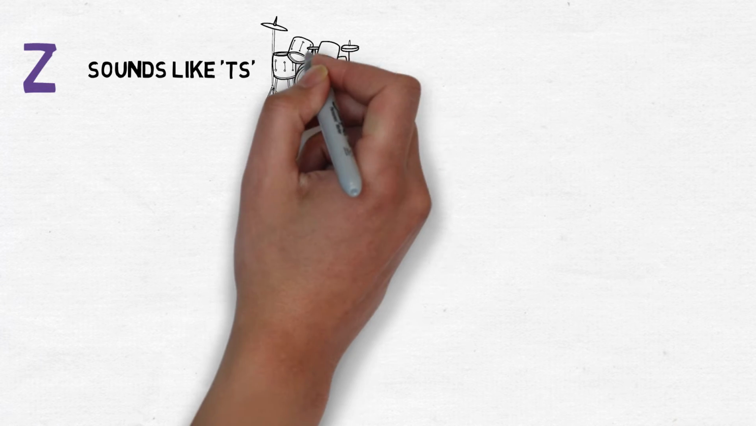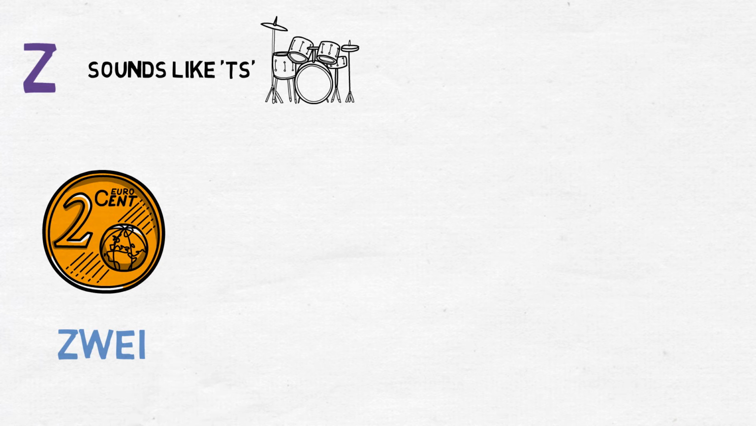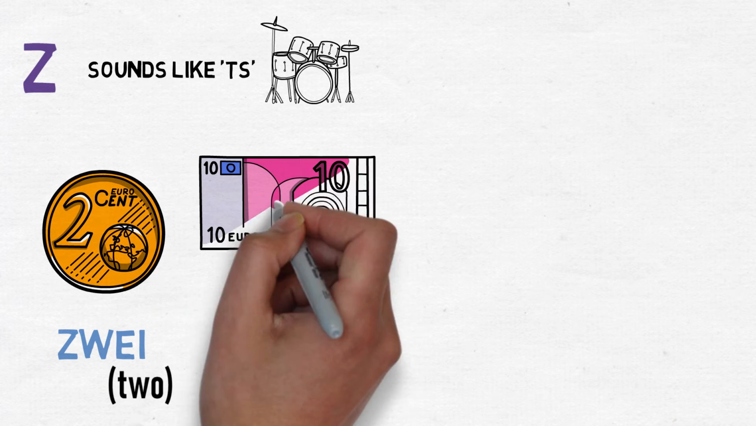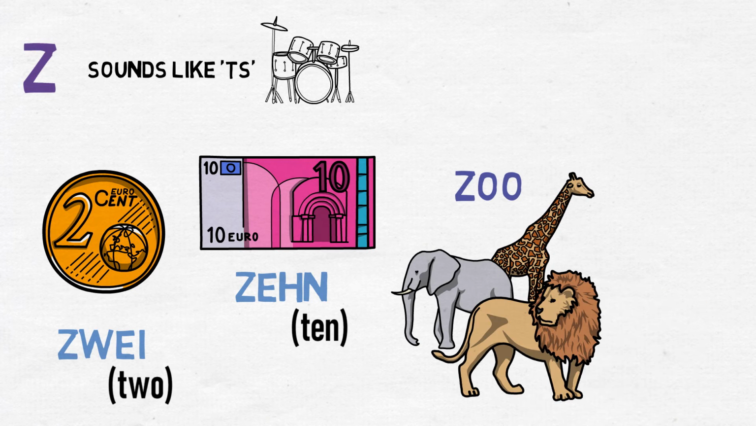Z. This letter makes a sound like ts, like you're hitting a cymbal. Some examples are zwei, two, zehn, ten, Zoo, zoo, and Zug, train.